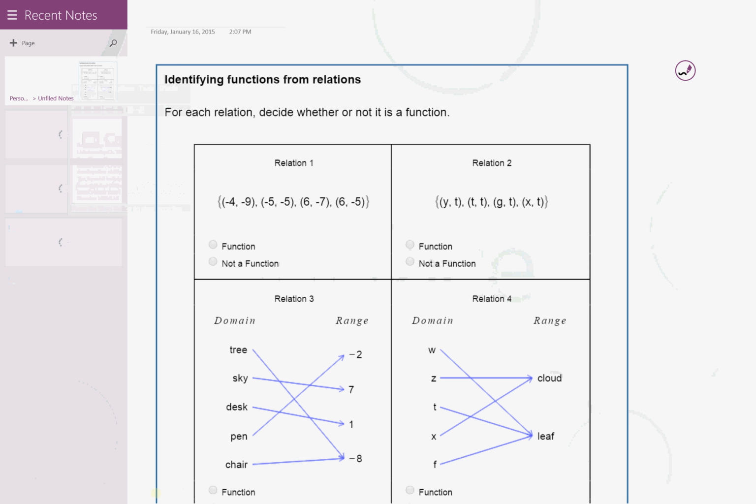We want to identify functions from relations, and there are several different ways to define what a function is. All of those definitions are interchangeable. They all mean the same thing. They're just stated in different ways. So one of the ways we can define a function is to say that x defines y, or t defines y, or essentially one variable defines the other. This is input, and this is the output.